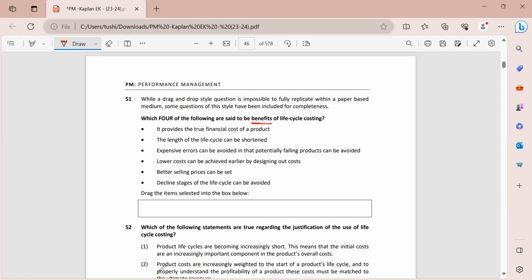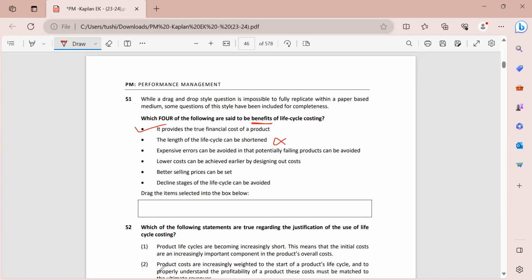So it provides the true financial cost of a product. Definitely, yes, we are adding all the costs right from the beginning till the end. So that is why we can see the true financial cost. The length of the life cycle can be shortened. No, this is not a benefit.